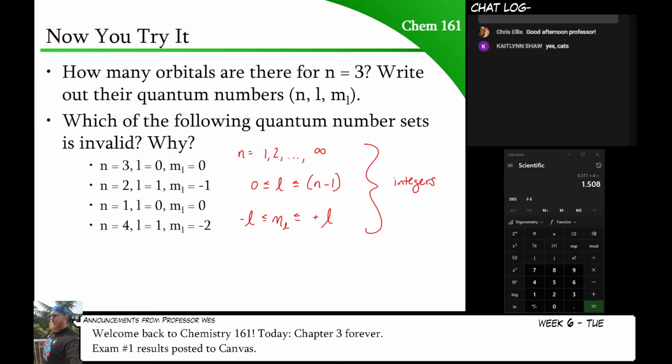So choosing a number for n dictates what values are allowed for L, and then choosing one of those L values dictates what values are available for m sub l. And so they're all connected together. Now, that does mean that there is the potential for some numbers that do not conform to those rules. For example, if I choose n equals 4, L equals 1 is valid, but for L equals 1, m sub L equals negative 2 is not valid. So be very mindful of that. Make sure that you are not accidentally plotting an invalid orbital that does not exist.